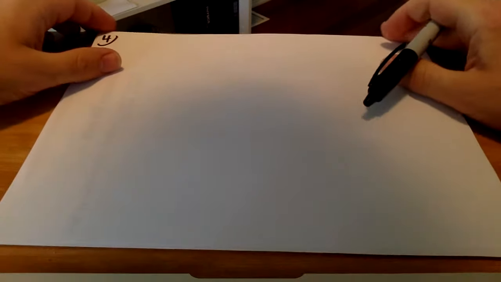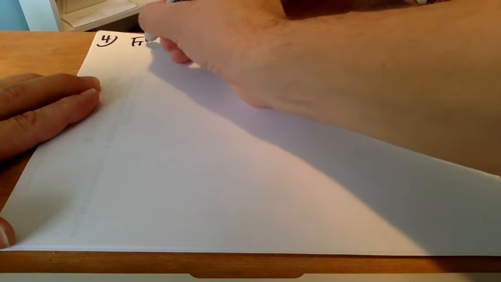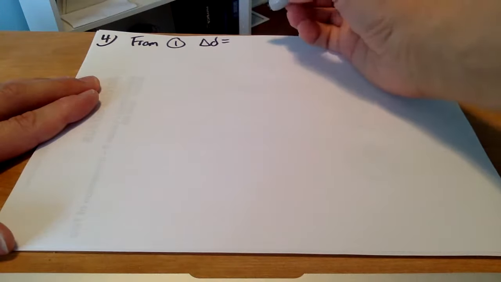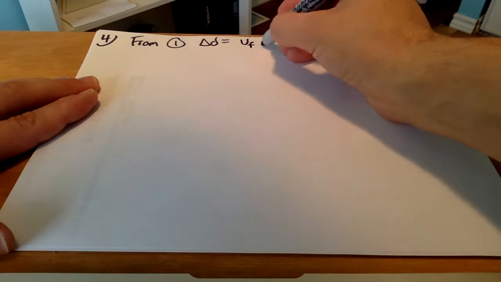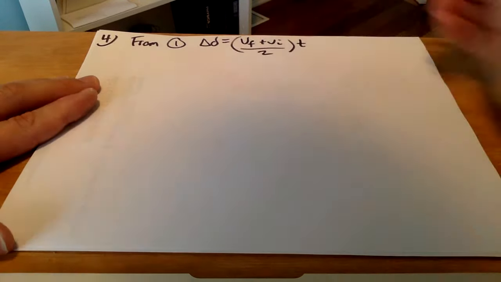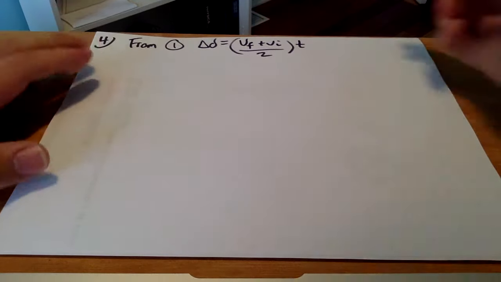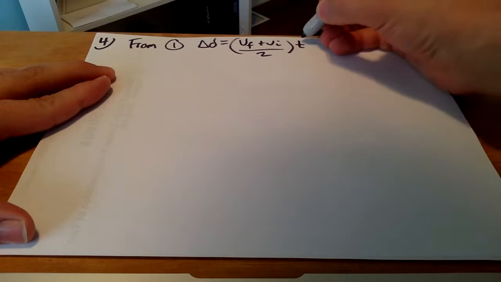Let's derive our last equation of accelerated motion here. The key to this one is looking at equation 1 this time. Equation 1 says that delta D is going to be equal to (Vf plus Vi) over 2 times the time. Now the key here is solving for T.